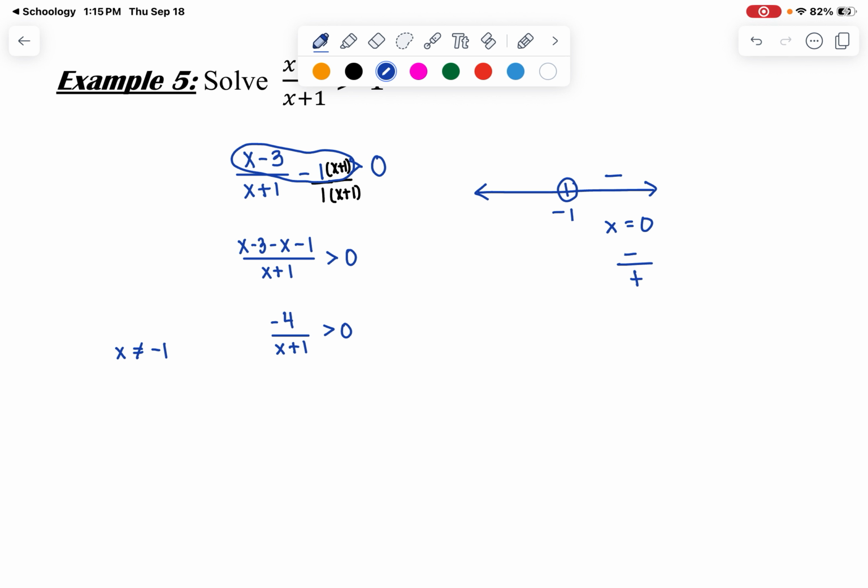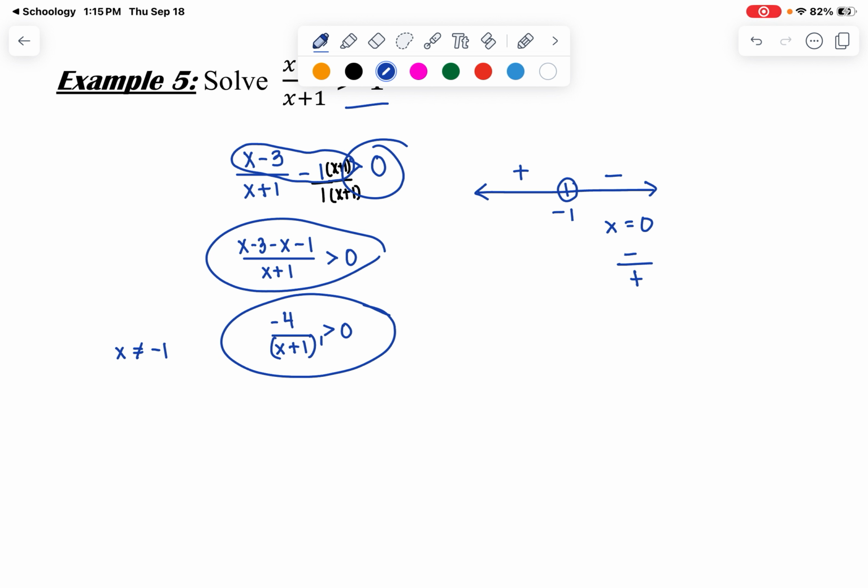If you look at the multiplicity of x plus 1, it is odd. So as I jump over that, it's going to change signs. Look at your inequality symbol. You want to know where values are greater than 0, right? We're looking at this or this, right? We're not comparing it to 1. We're looking for values greater than 0, which is right here. So our solution set is negative infinity to negative 1. Okay?